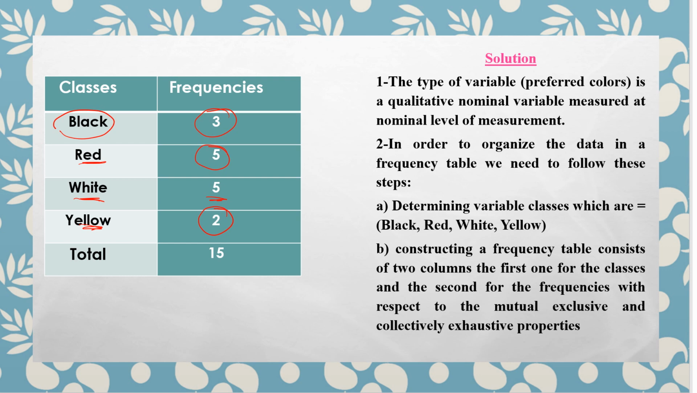For the collectively exhaustive property, this means all the sample individuals or units in the sample should be recorded in a class. So in this example, all the colors are recorded in a class, and there are no colors repeated between 2 classes.